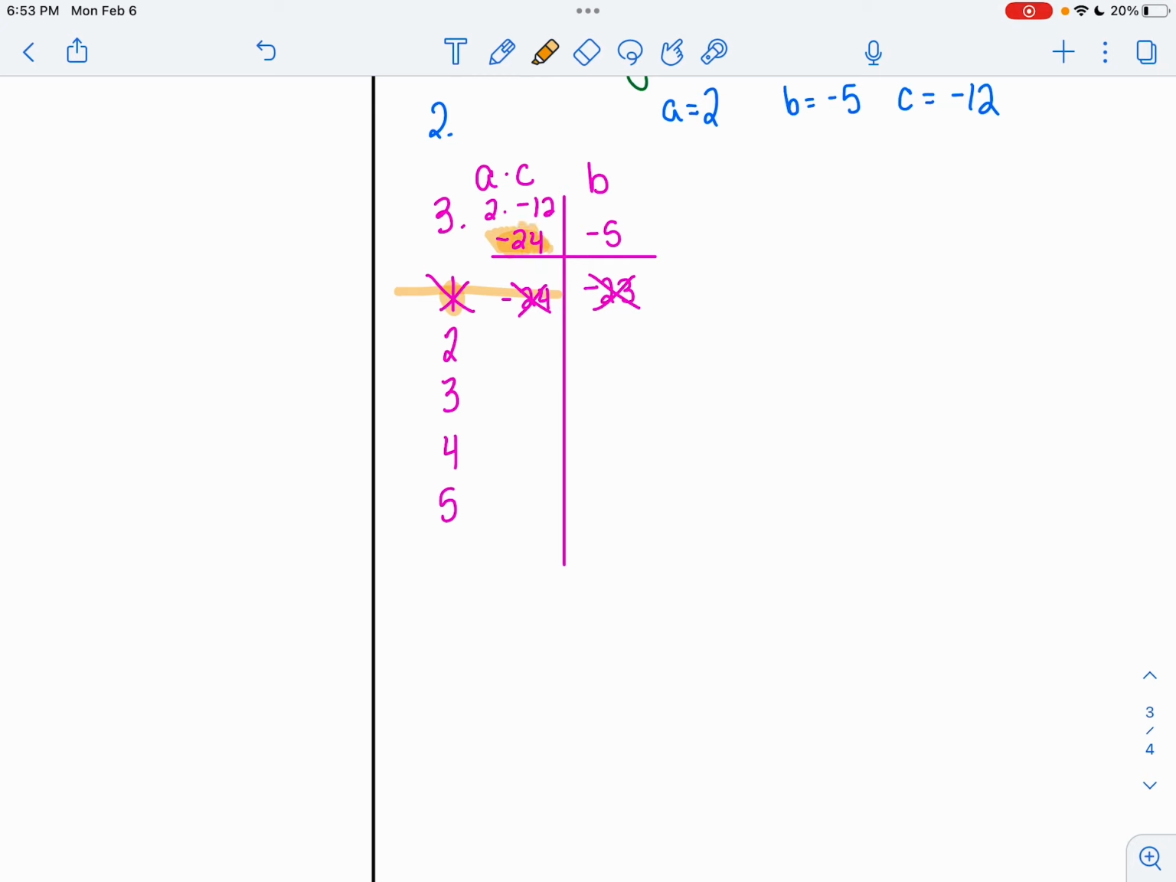Negative 24 divided by 2 is negative 12. Add those and you'll get negative 10. That is not the negative 5 that I need. Negative 24 divided by 3 is negative 8. Add those. That is a negative 5, which is exactly what I need. 3 and negative 8 are my magic factors. It's now time to move to the box.